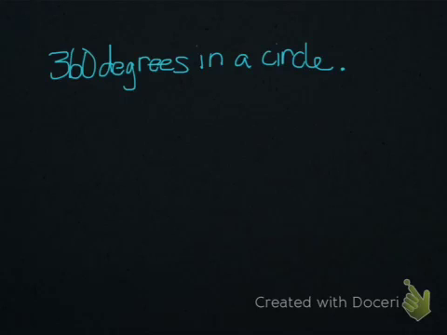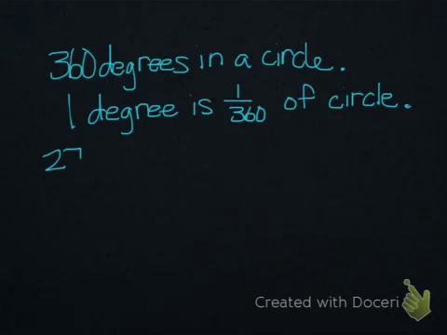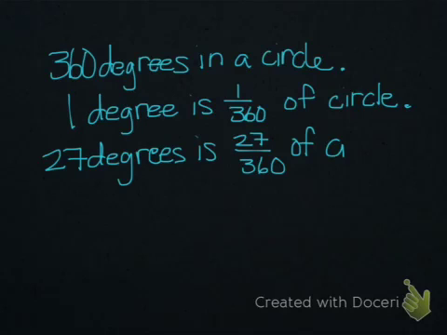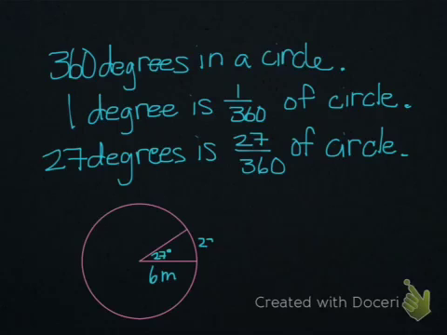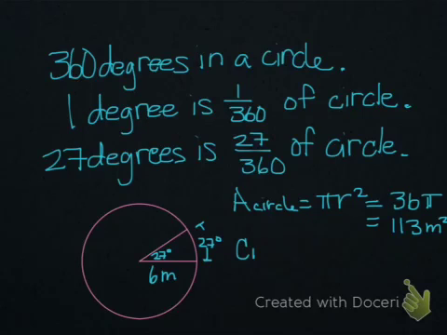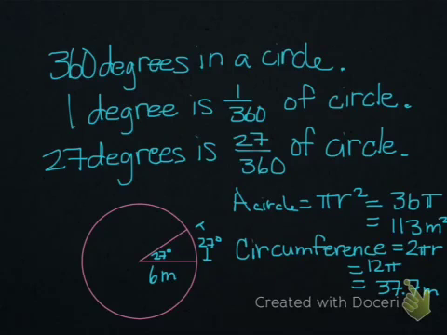There are 360 degrees in a circle, so 1 degree is 1/360th of the circle. So 27 degrees is 27/360ths of a circle. If we have a circle with a radius of 6 meters and a central angle of 27 degrees, the area of the circle is pi r squared, or 36 pi, which is 113 square meters. The circumference is 2 pi r, so 12 pi, which is 37.7 meters.